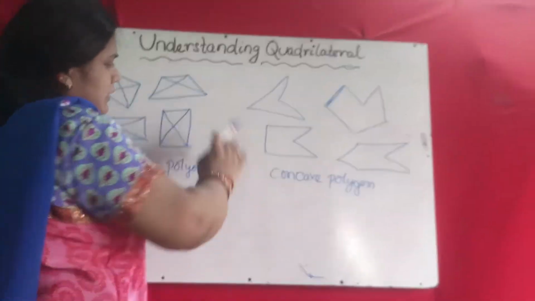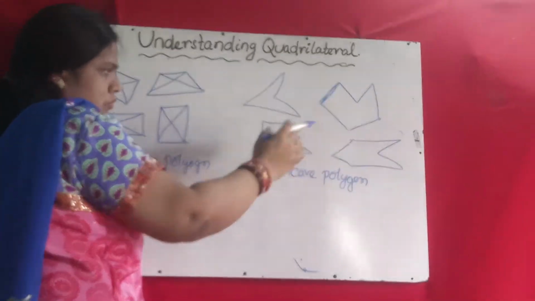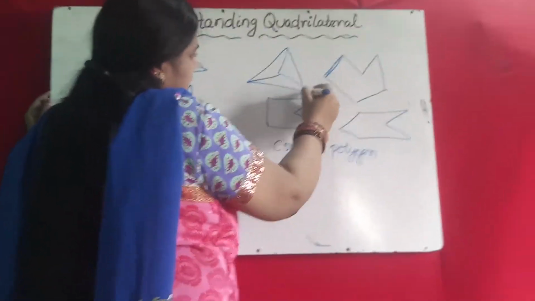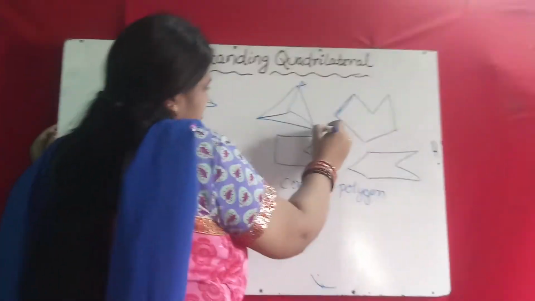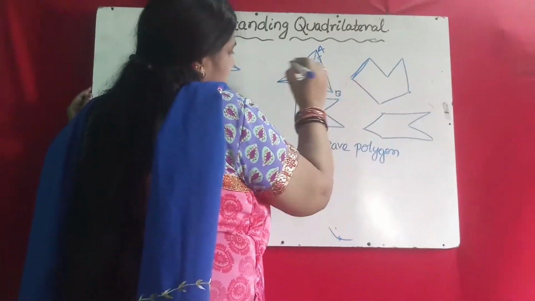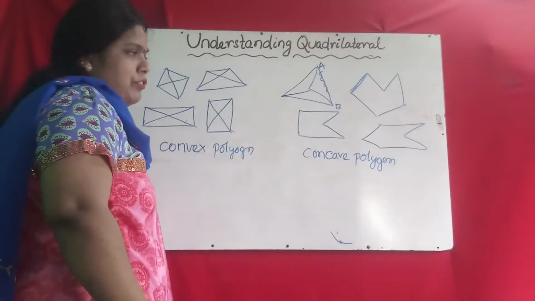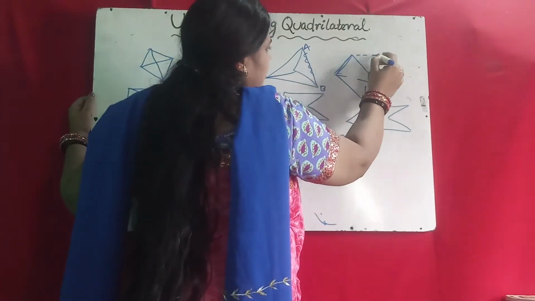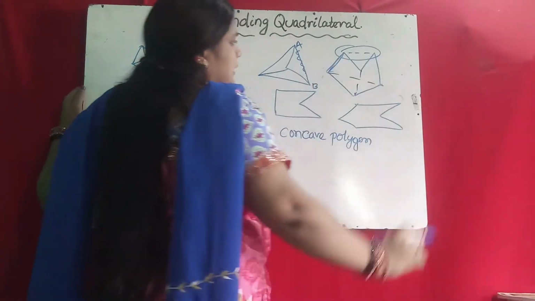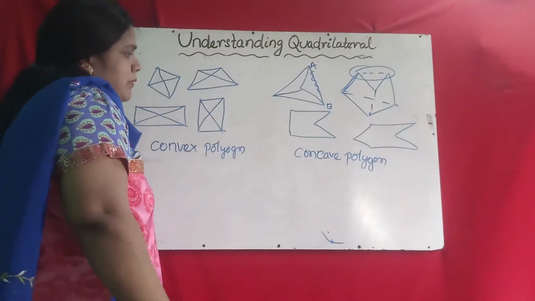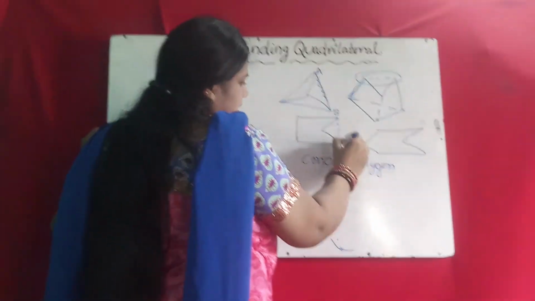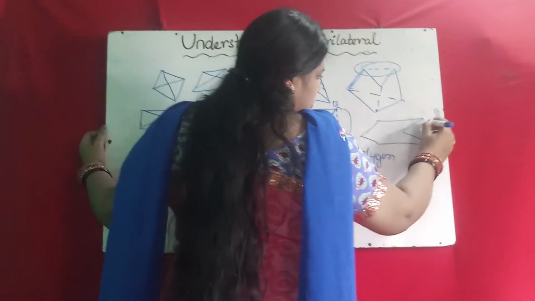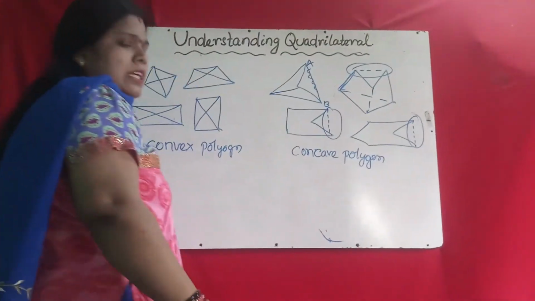Here on the right side I have drawn some figures. When you draw a polygon, this is one polygon, then here A, B. This diagonal is outside the figure, and in this figure also you get a diagonal outside the figure, and here when you draw a line, this is also outside the figure.